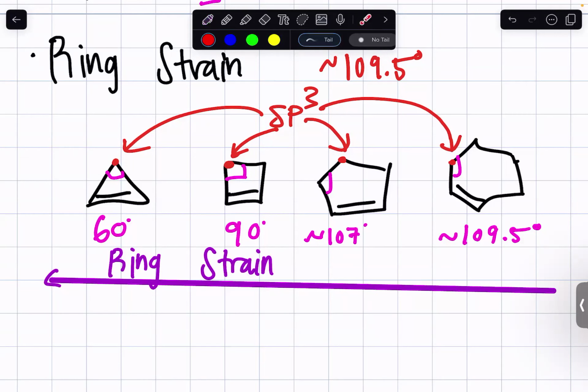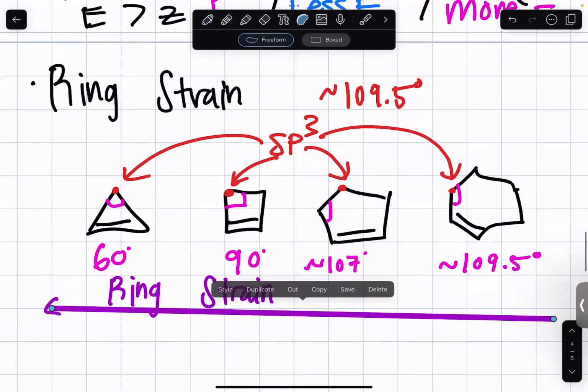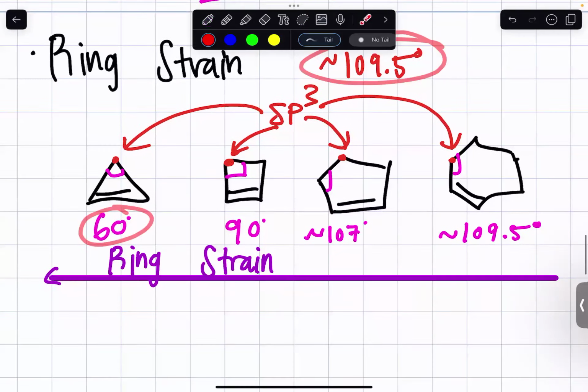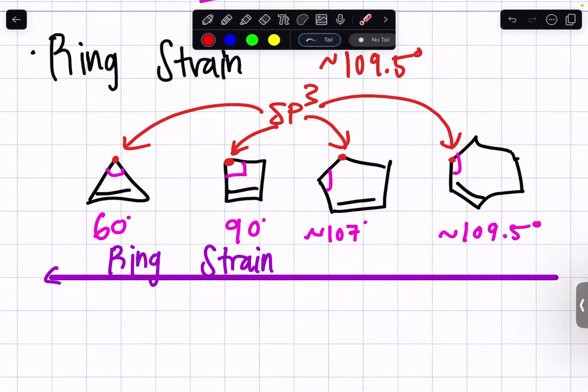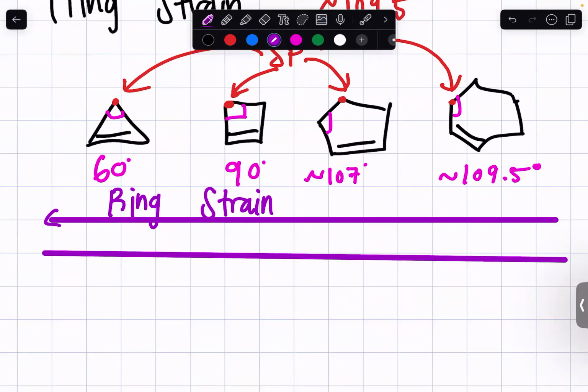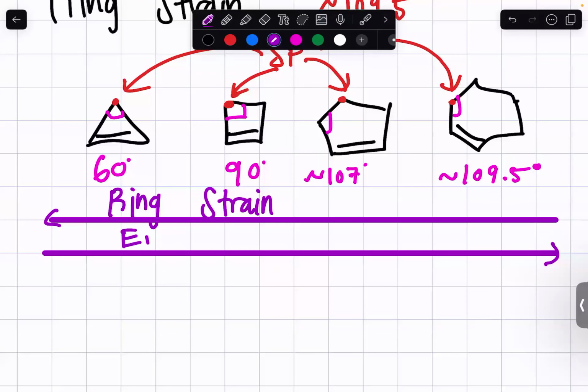Ring strain increases from right to left in this case because of the difference between the actual bond angle and the preferred bond angle. The difference between 60 and 109.5 is bigger than the difference between 90 and 109.5, which is why cyclopropene has more ring strain than the cyclobutene. And if that's the case, that means that energy will increase from left to right. Ring strain and stability are inversely related, because the less ring strain you have, the more stable you are.